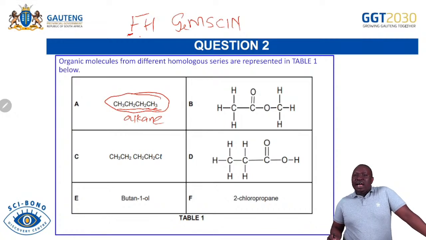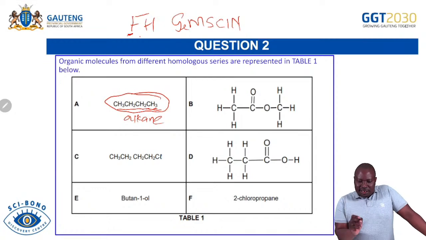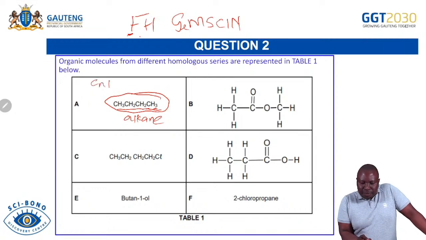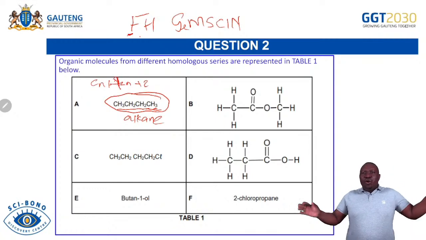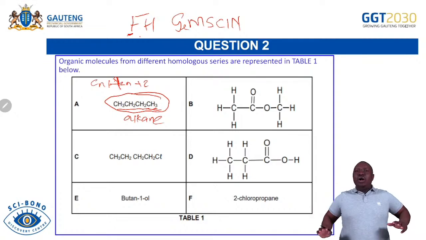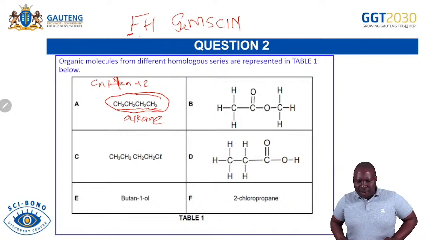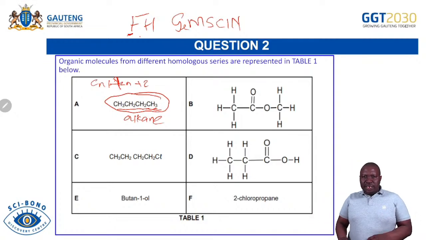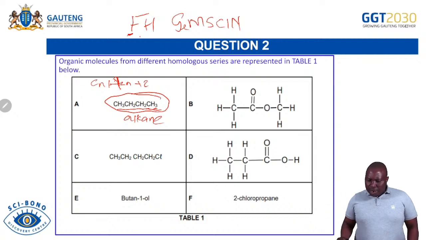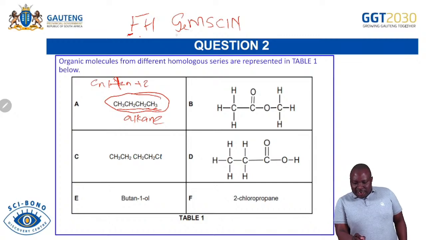Now let's move to say, what is the general formula of this organic molecule alkane that we were given? Remember, general formula for alkanes is CnH2n+2. So I'm reminding you now to say, as you prepare for exams, know all the general formulas for all the 9 homologous series that we're dealing with. So we are saying that it will be CnH2n+2. That will be your general formula.